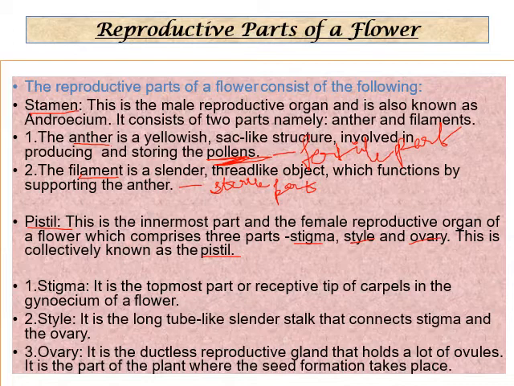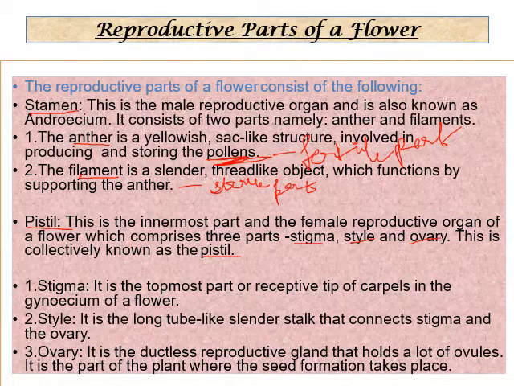What is style? It is a long slender tube-like structure, similar to the filament, which has the role of connecting the stigma to the ovary. It is a connecting link between stigma and ovary. Style is the way from which the pollen comes to the ovary, meaning it provides a passage. Style provides the passage for the pollen, after being received by the stigma, to come up to the ovary. And if we talk about ovary, what is ovary?